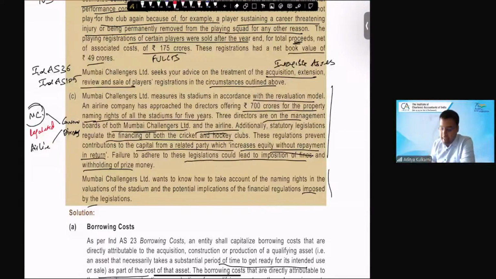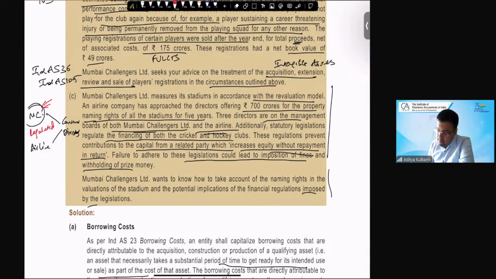That means if any money is coming into Mumbai Challengers from a related party, the airline company and Mumbai Challengers having common directors, which increases the equity of Mumbai Challengers, when you make a payment for naming rights, then Mumbai Challengers will not have the obligation to pay it back. Yes or no? Yeah, it will not have an obligation to pay it back. And because it is not having an obligation to pay back that amount, it results in an increase in equity. So therefore, this point is regulated.